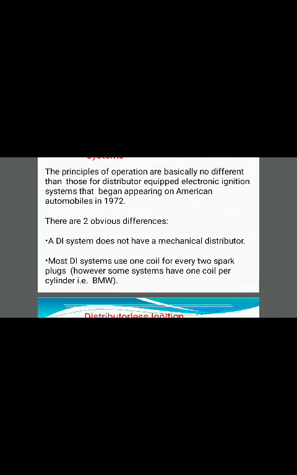Most DI systems use one coil for every two spark plugs. However, some systems have one coil per cylinder, for example in BMW, one coil for one cylinder. So there is no need to use a distributor because there is a particular coil for the particular spark plug.